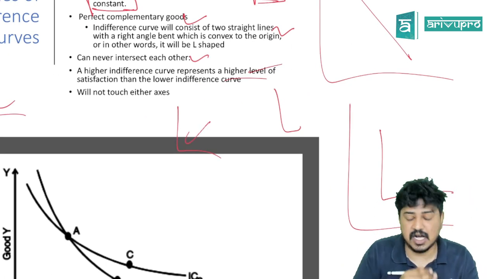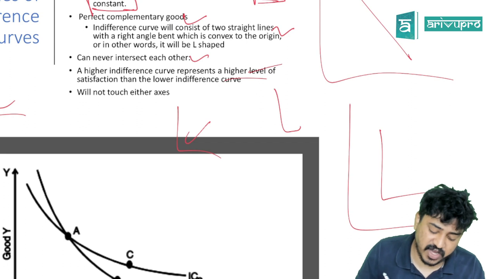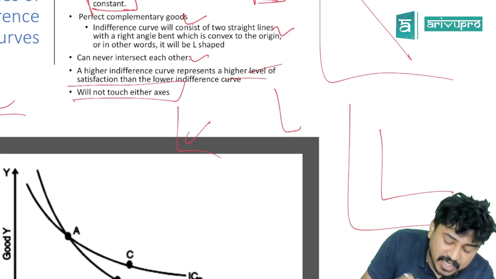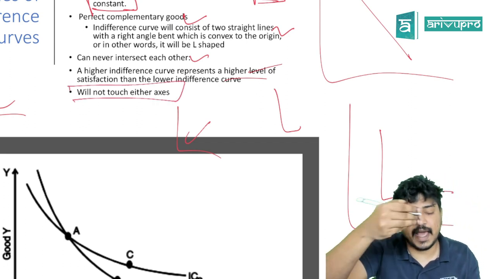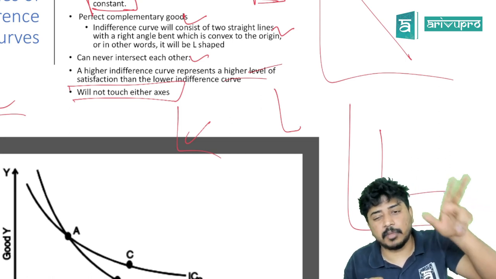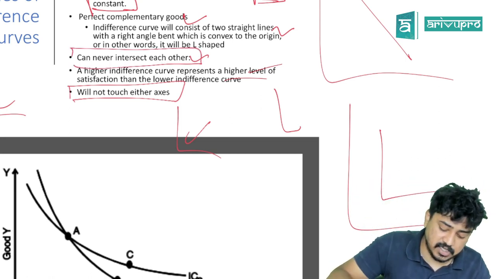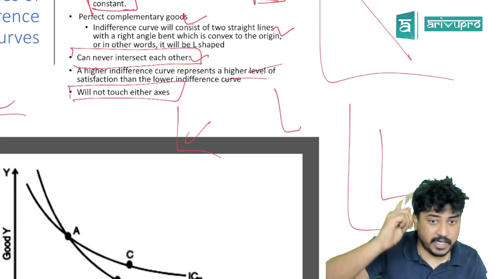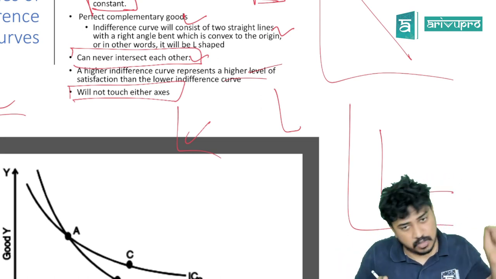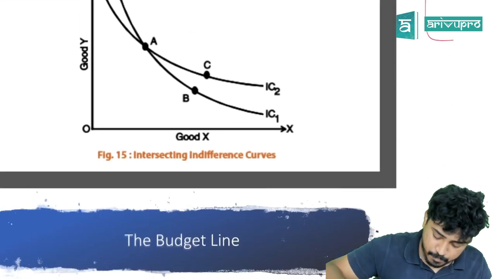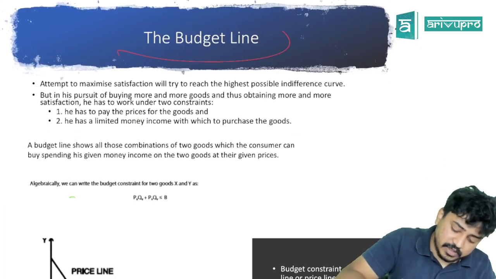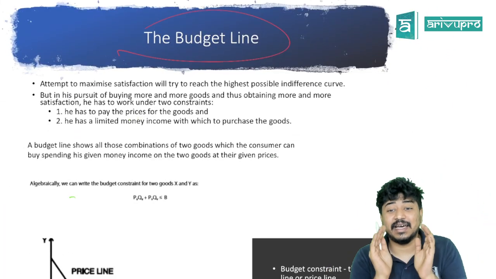The higher the indifference curve, the higher the level of satisfaction. An indifference curve will never touch the y-axis or x-axis, because it's a combination of two goods. Two curves can never intersect each other. We saw also why. If you want the logic, see the main classes. Done. Then we came to the budget line.